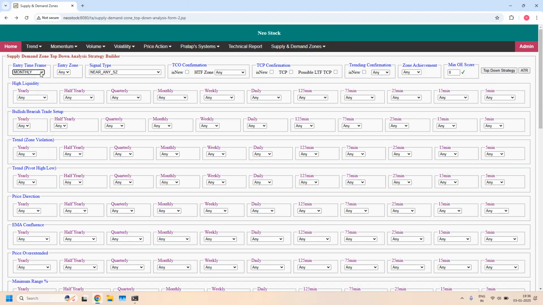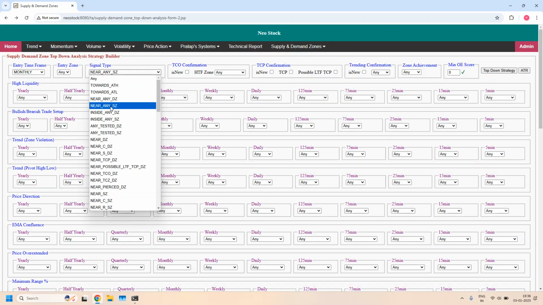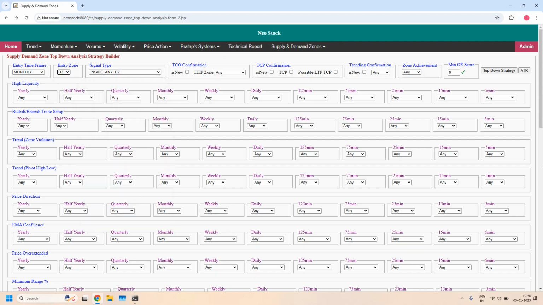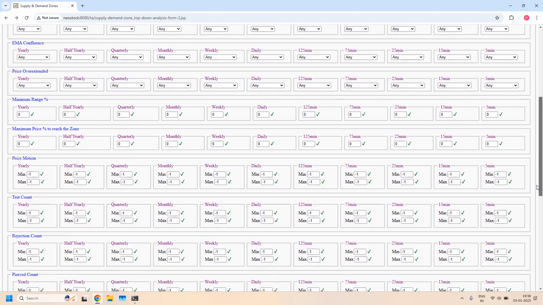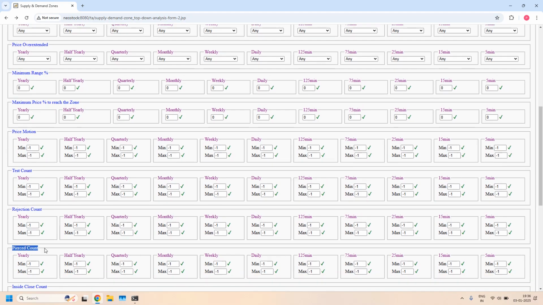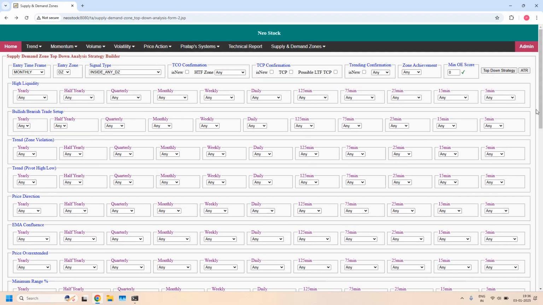Next, monthly time frame, price closed inside the monthly demand zone. And these monthly demand zones should not be pierced. So at the pierced count parameter, at monthly time frame, I am setting minimum value 0, maximum value 0. That means pierced count should be 0. Pierced count 0 means the zone is not pierced. Now let's filter.